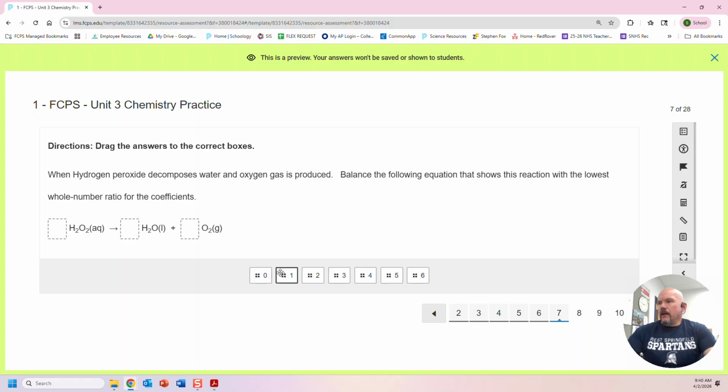We know we need more here, so maybe I'll put a 2 here. That's going to give me 4 oxygens, but it's also going to give me 4 H's. So I know I'm going to have to put a 2 here to get the 4 H's. And then what did that do for my oxygen? I've got 4 on this side. I've got 2 plus another 2, so 4. So now I'm balanced. And then I just have to finish it up by putting a 1 there, okay?